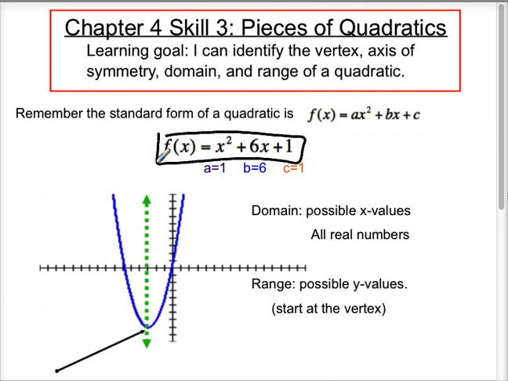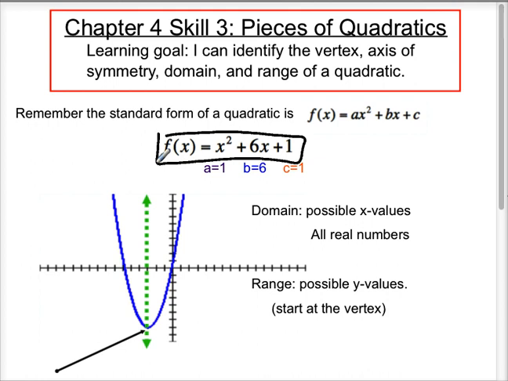Now, the thing to remember is all parabolas in standard form are in the form ax squared plus bx plus c. So, the a being the number that's with the x squared, so in this case it's just a 1. If it's not showing, it's 1. B being the number with the x, which in this case is 6. C being the constant or the number that's by itself, which is in this case 1.